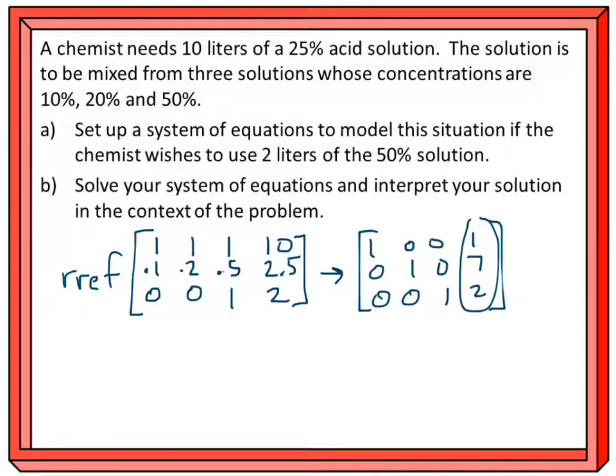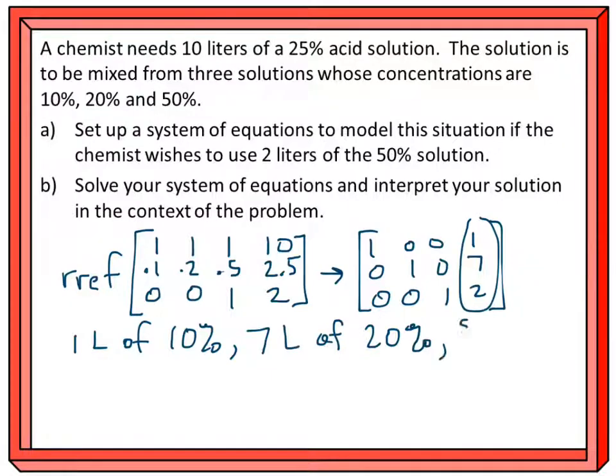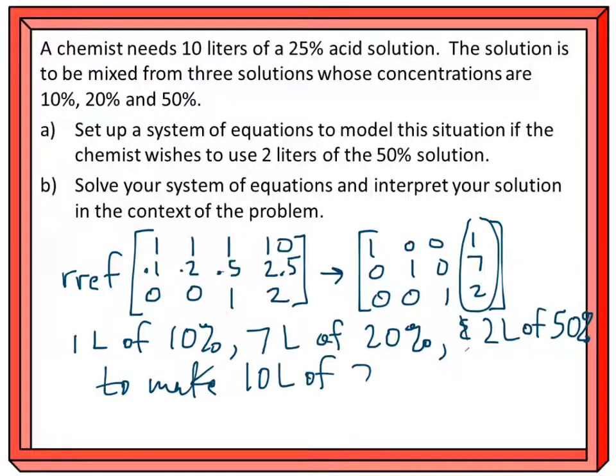So the chemist needs to use 1 liter of the 10%, 7 liters of the 20%, and 2 liters of the 50% to make 10 liters of 25% acid solution. There you have it. There's the answer and the interpretation of it.